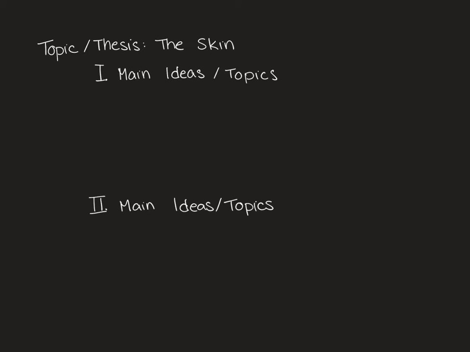When you are setting up your outline, you usually start by identifying what your topic or your thesis is. So your thesis would be your main argument for your article, but sometimes if you're doing a report, it's just about a specific topic. So that's what you would start with. And in the example they gave us, they had the skin. So skin could be your topic.